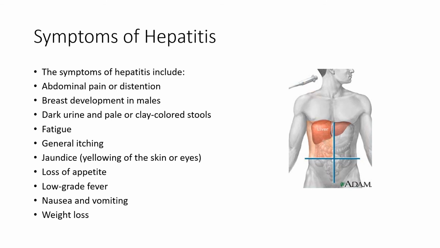Dark urine may mean that bile is being excreted in the urine, and so, of course, urine would be kind of the color of a Coke or Pepsi. And clay-colored stools have to do with the fact that not enough bile is being excreted with the feces. Tiredness and fatigue, general itching, that's another good warning sign to look out for.